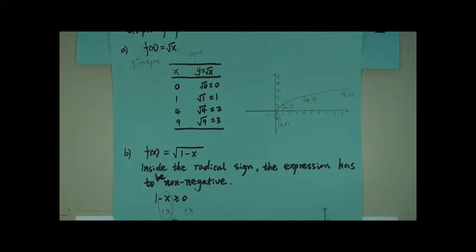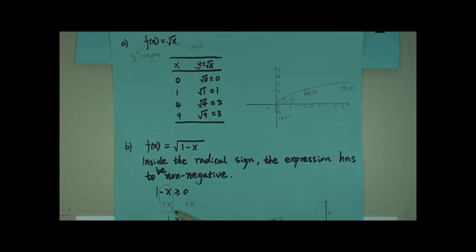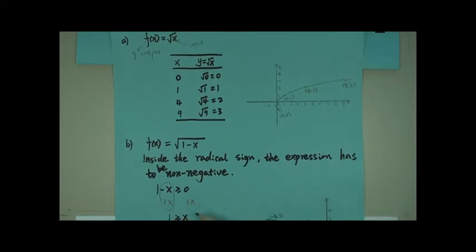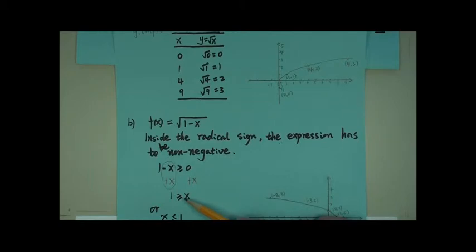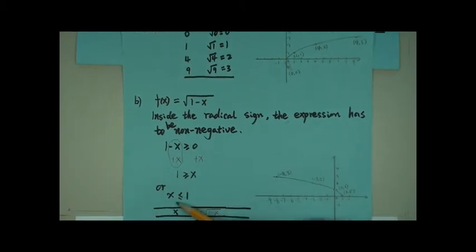Now, both sides you may add x. Then you cancel positive, negative x. Left-hand side, you only have 1 left. Right-hand side, 0 plus x is 0. So 1 is greater than or equal to x. Or another way of writing this is that x is less than or equal to 1.